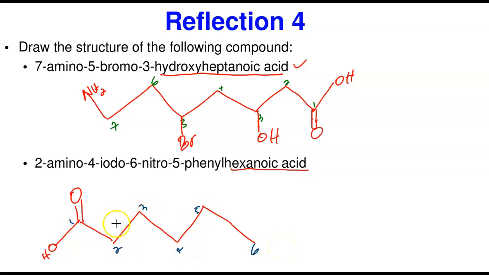Then I'll now start putting 2 amino. Amino is in carbon number 2, so I'm going to put my amino group here. 2 amino. 4 iodine. My iodine is in carbon number 4. So I'm going to just move this by the side. My iodine is here. 4 iodo. 2 amino, 4 iodo. 6 nitro. My nitro is in carbon number 6. So I'm going to extend it from here and add NO2. So this is 2 amino, 4 iodo, 6 nitro hexanoic acid. 1, 2, 3, 4, 5, 6.